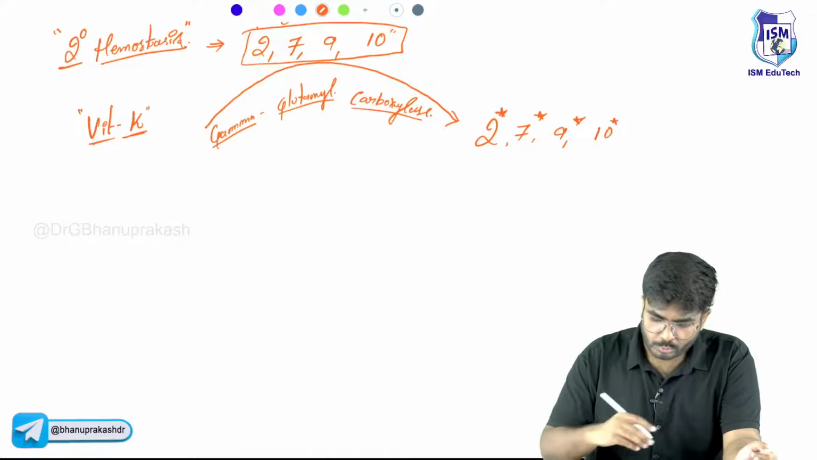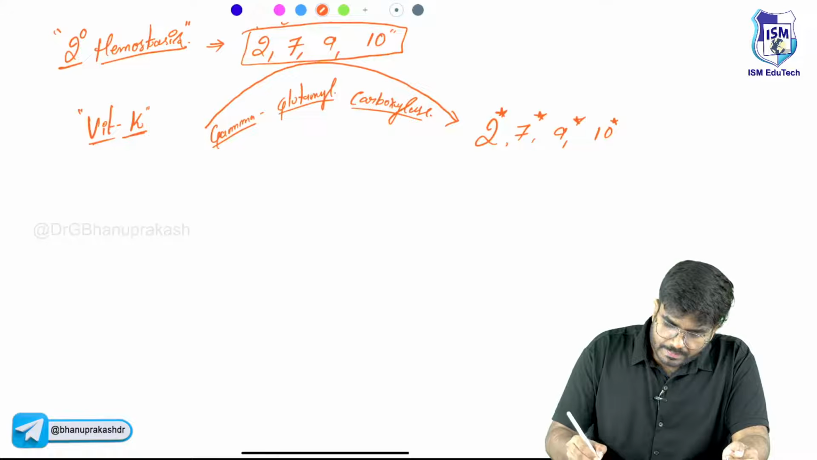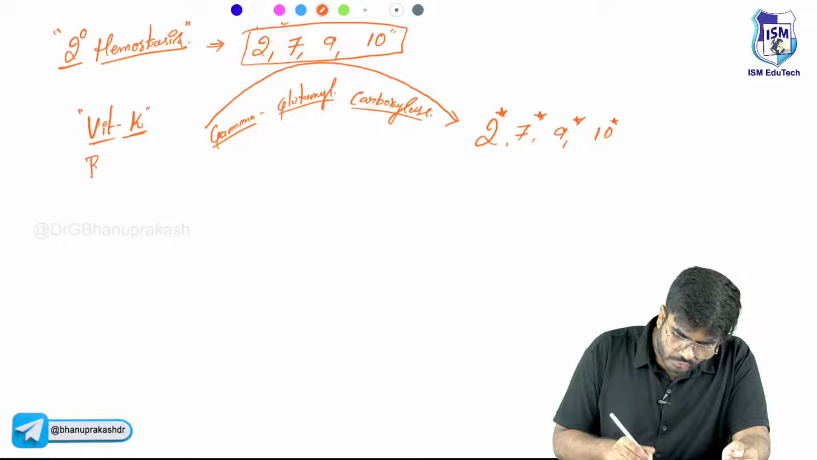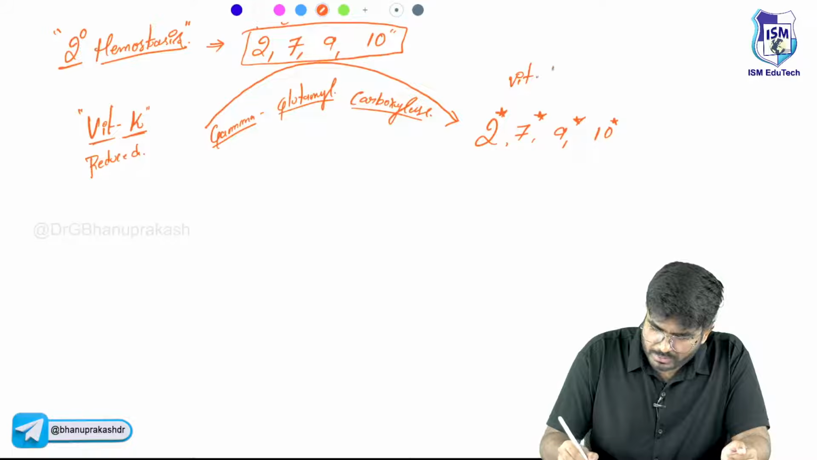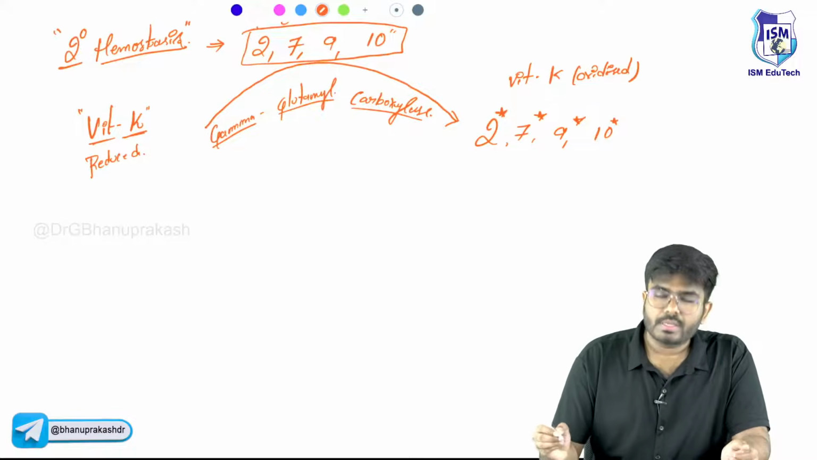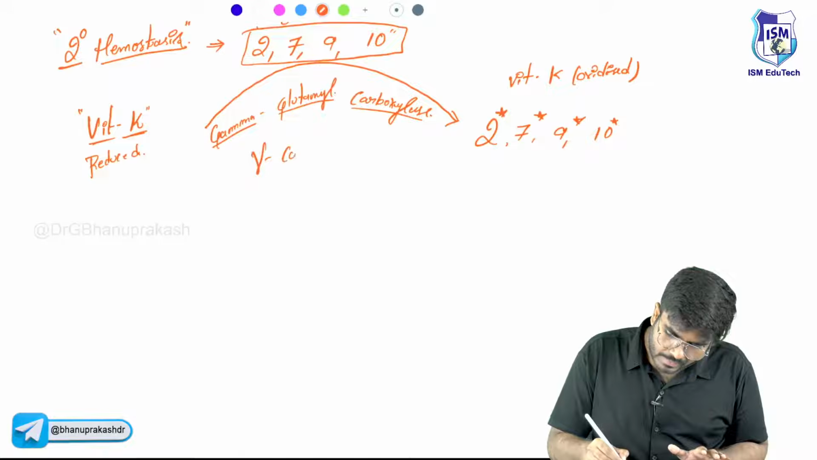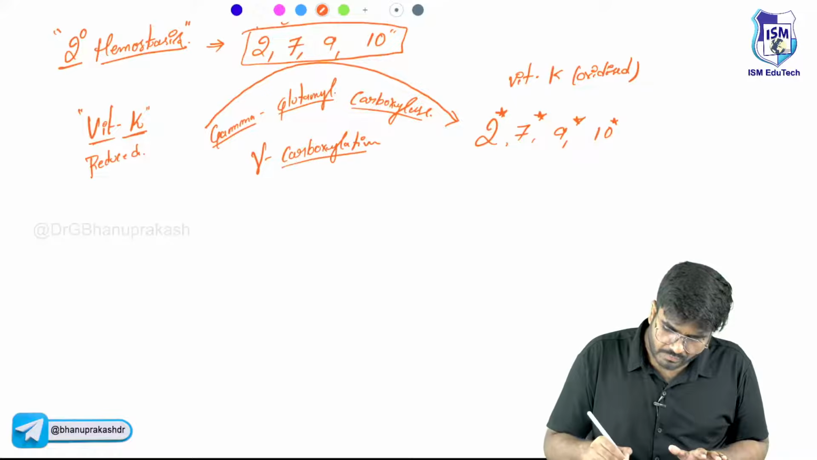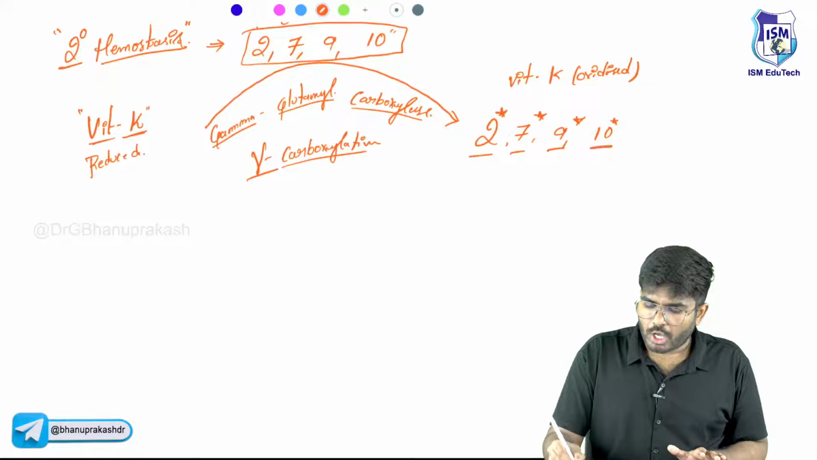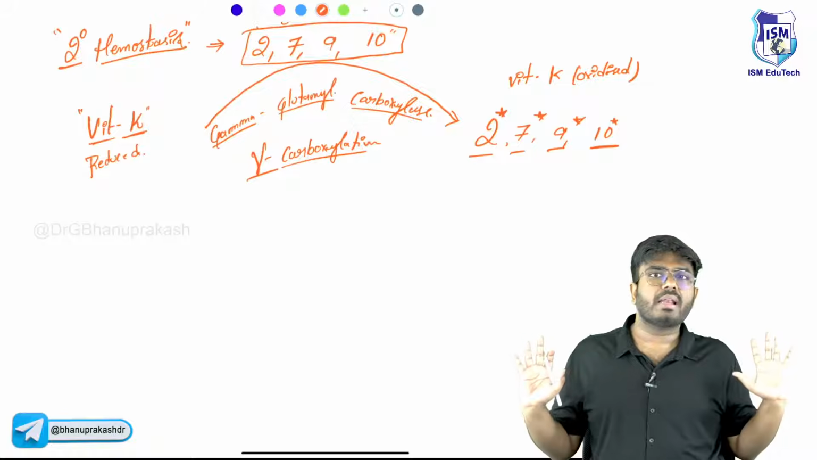During this process, vitamin K, which was in reduced form, is now getting oxidized. So what we have done is gamma carboxylation of factor number 2, 7, 9, 10. If you do gamma carboxylation, factor number 2, 7, 9, 10 are now ready.